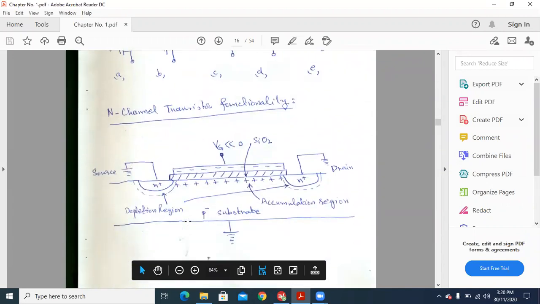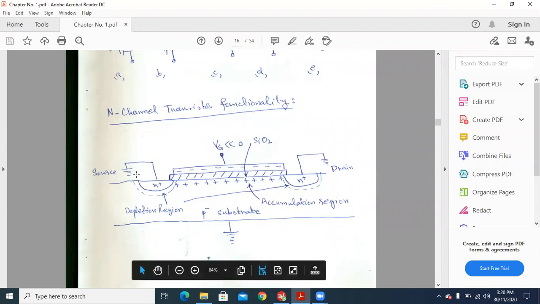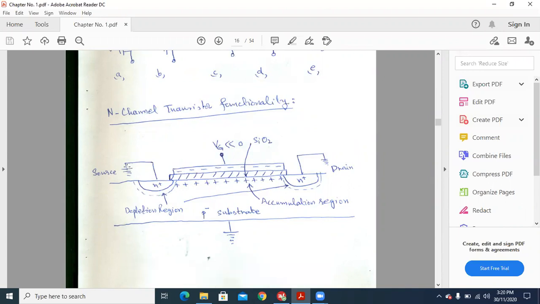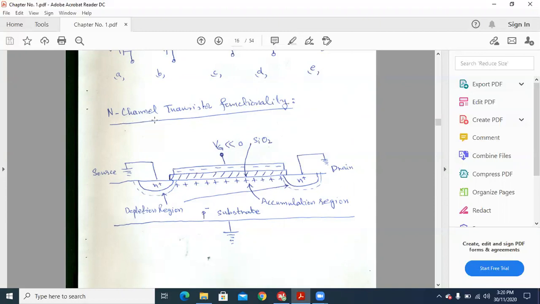Now we see the functionality of this N-channel transistor. In an N-channel transistor, initially the source and drain are grounded, and the source and drain are heavily doped n-type materials. The body or substrate of the transistor is lightly doped p-type material. So I'm just talking about the n-channel or NMOS transistor.